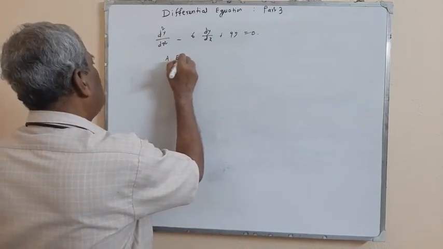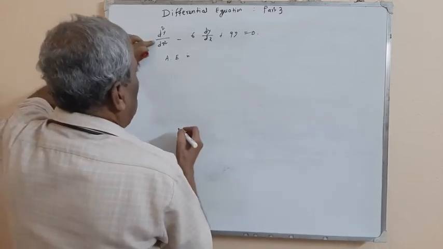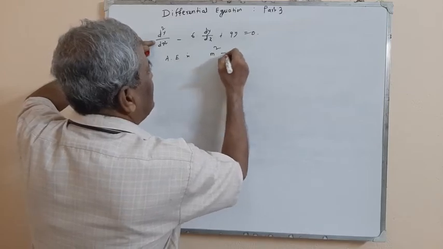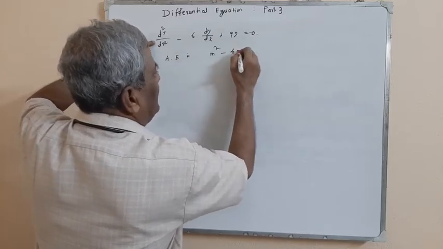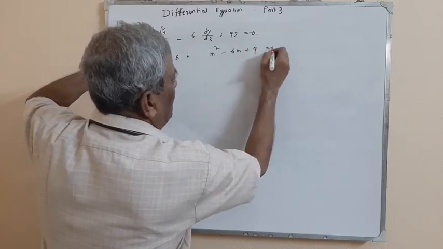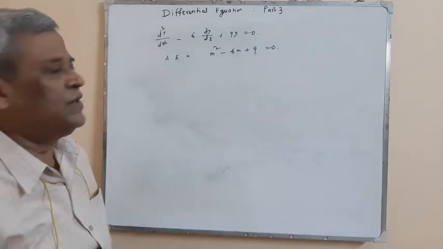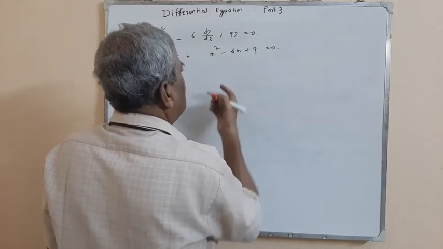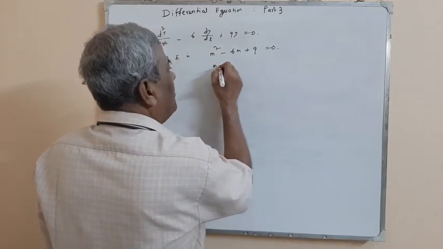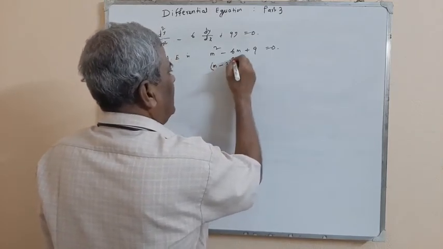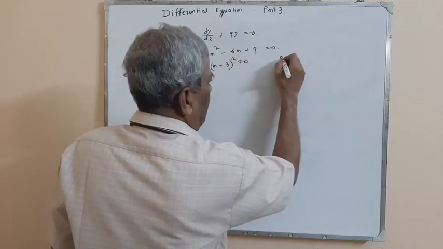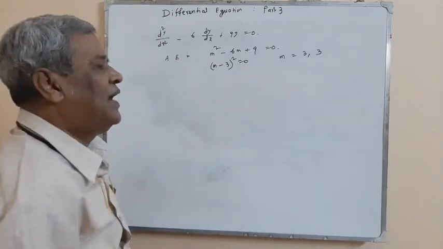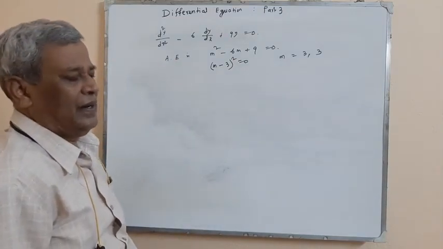The auxiliary equation is m square minus 6 into m plus 9 is equal to 0. Solving that, it is m minus 3 whole square is equal to 0. So m is equal to 3 comma 3. Roots are real and equal.